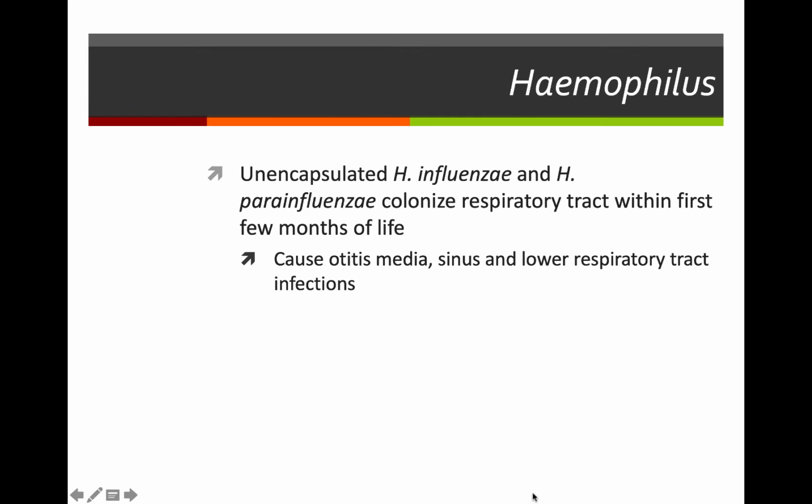Unencapsulated Haemophilus influenzae and Haemophilus parainfluenzae are fairly normal residents of the normal microbiome. They colonize the respiratory tract early in life. If given the opportunity, they can cause middle ear infections, sinus infections, and infections in the lower respiratory tract. But they are not super common causes of disease, especially in the lower respiratory tract.